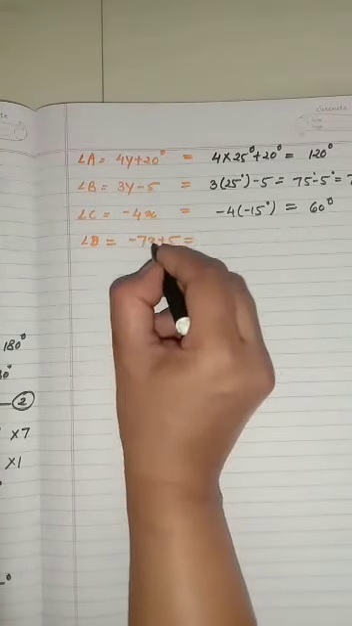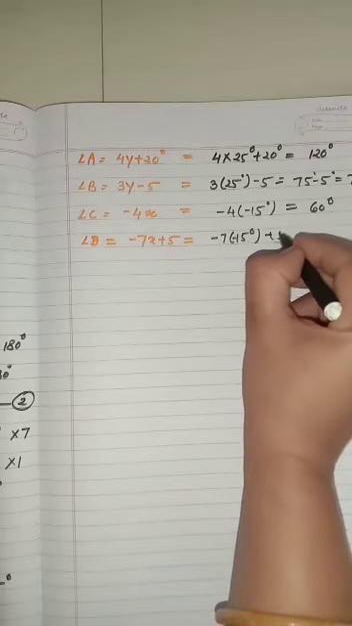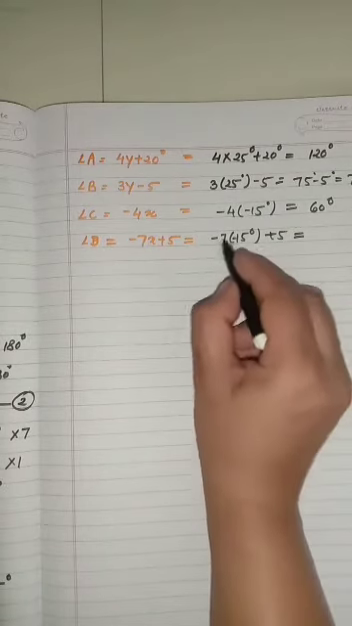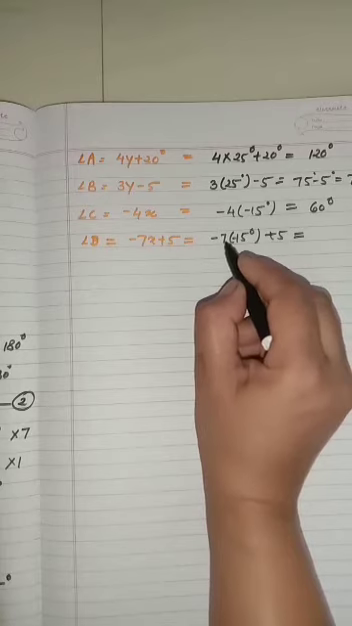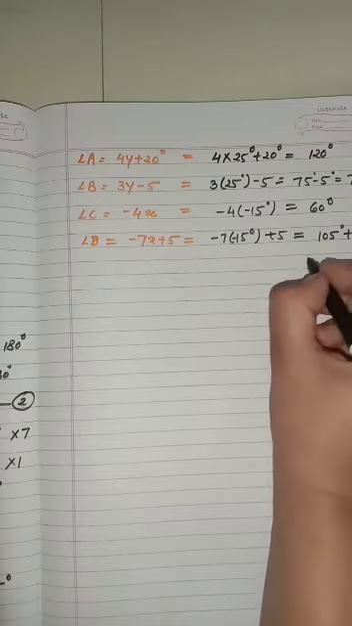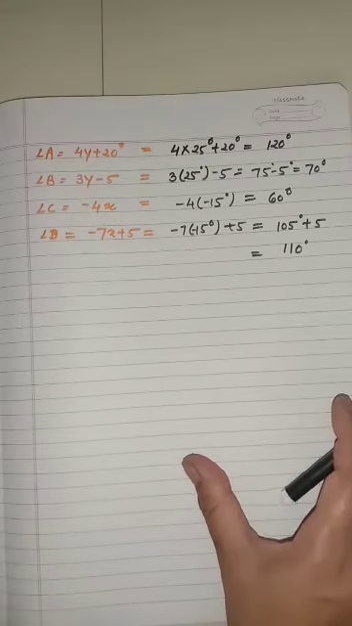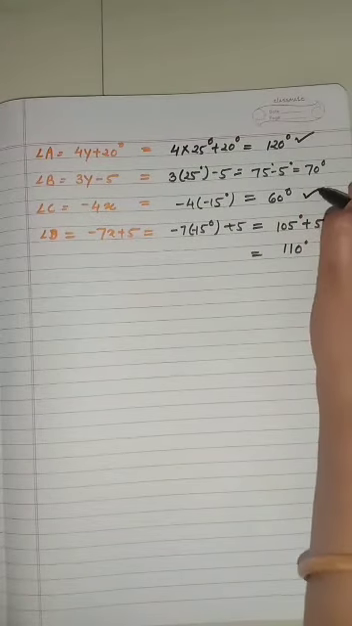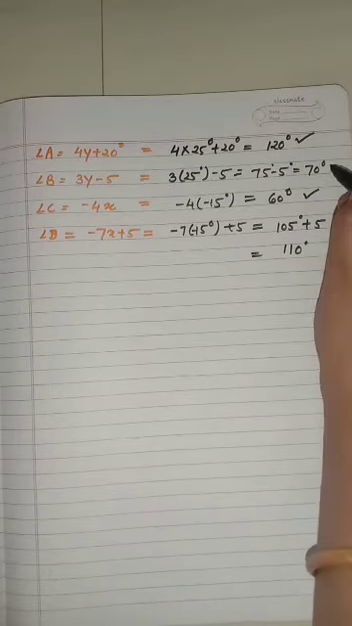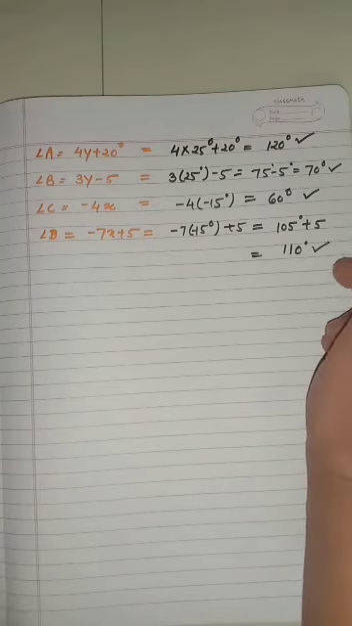Angle D is minus 7x plus 5, minus 7 into minus 15 degree plus 5 equals to, student, minus minus will convert into a positive sign, and 15 sevens are, what we will get? We will get 105 degree plus 5, which is equal to 110 degree. And you can easily check also: when you add this angle A with this angle C, 120 plus 60, you will get 180 degree. And when you add this angle B with this angle D, you will get again 180 degree.